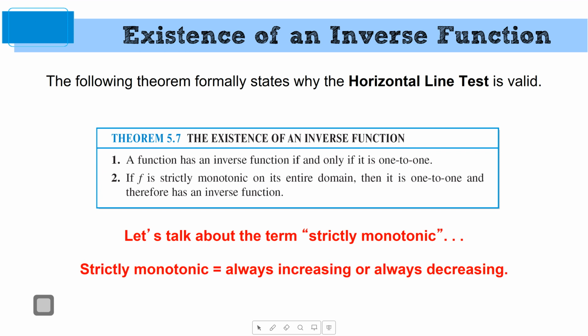Strictly monotonic means always increasing or always decreasing. Oh, we were close. You were very close, right? Just off a little bit. Yin and yang. Oh, that's what it is.